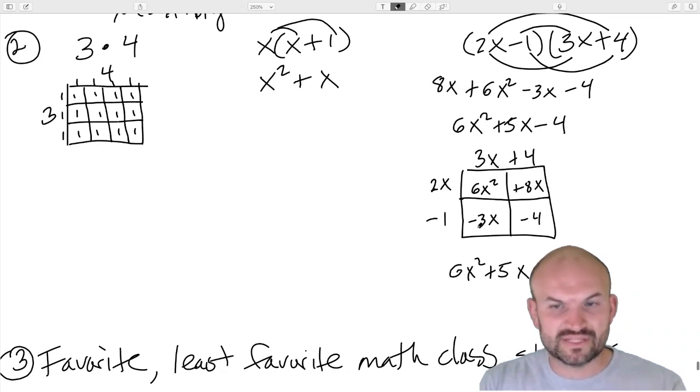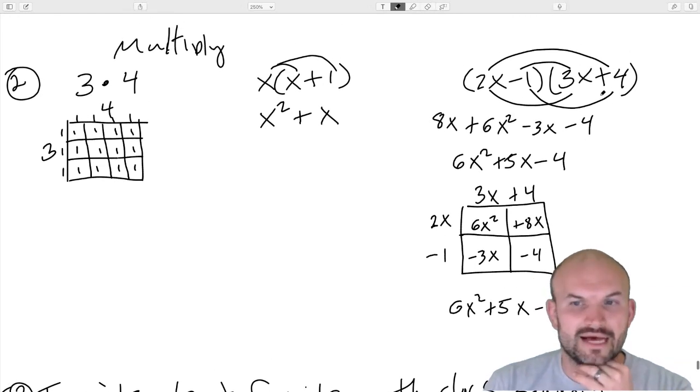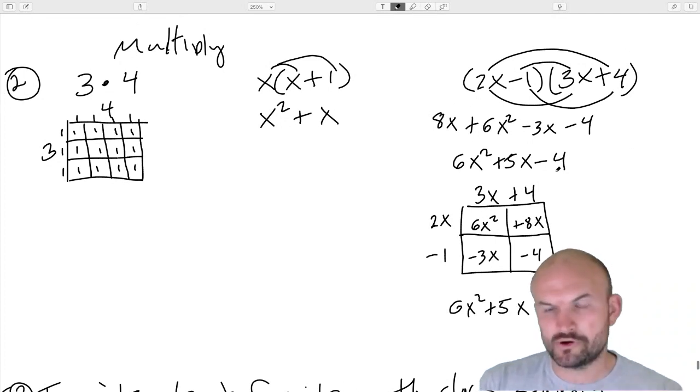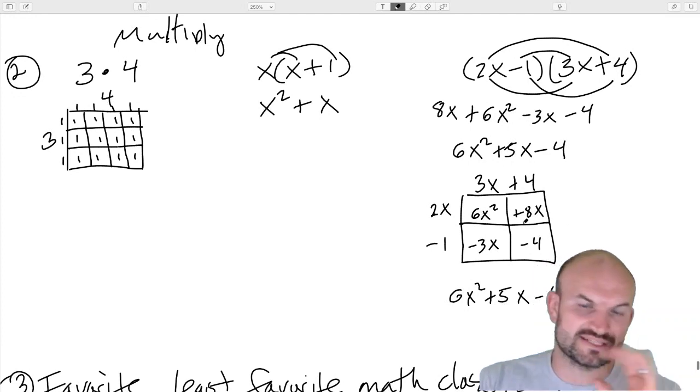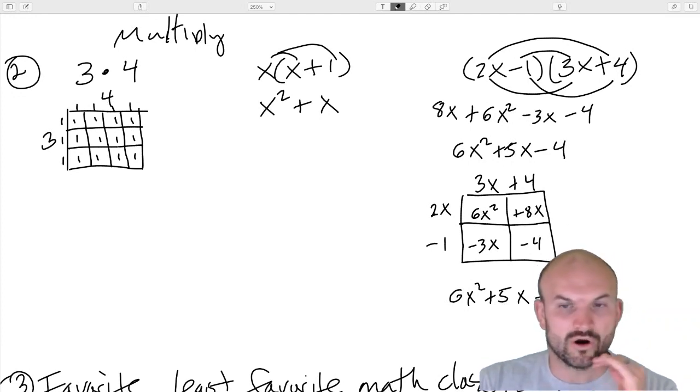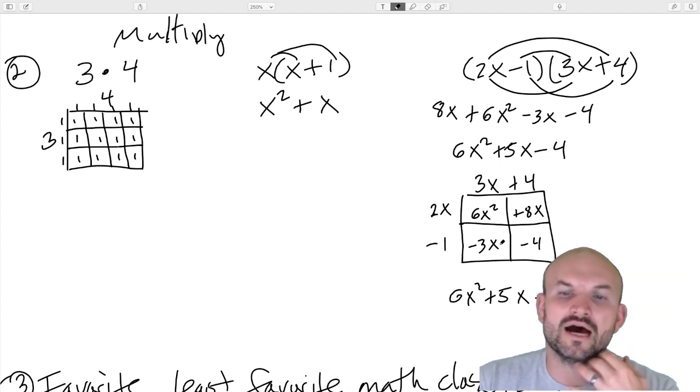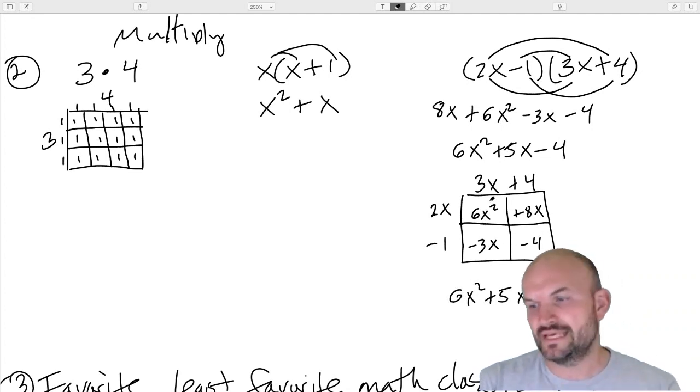So for simplicity and speed, I would just use the FOIL or distributive property. However, when you sometimes get something that's a little bit more complicated, or if it gets a little messy trying to do that, you can always fall back on using the box method.